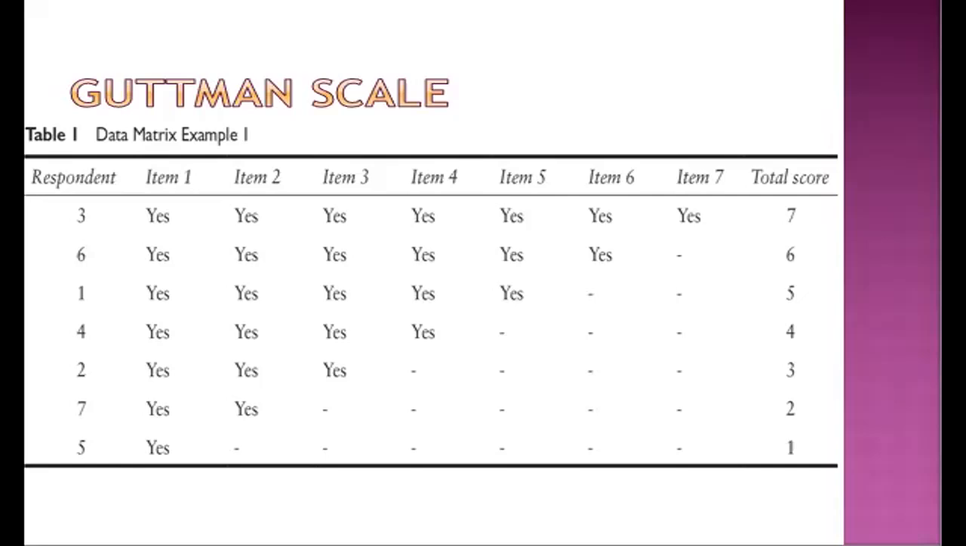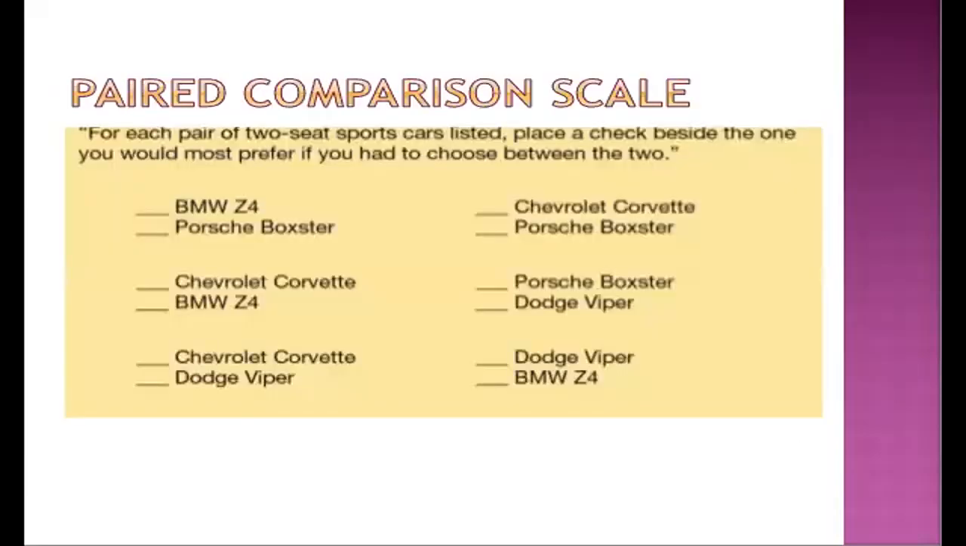The next scale is the paired comparison scale, in which the respondents are asked to choose between two objects at a time. So, for example, they could choose BMW or Porsche or Chevrolet.